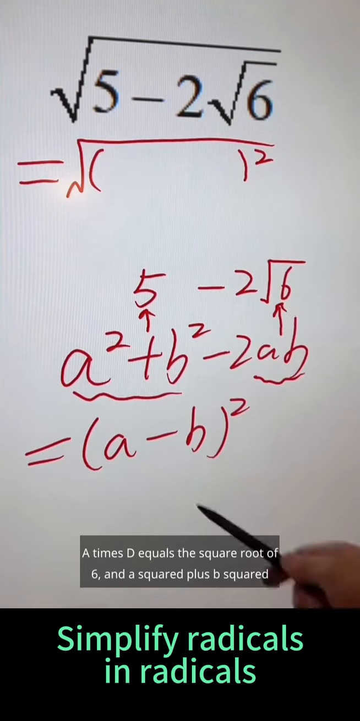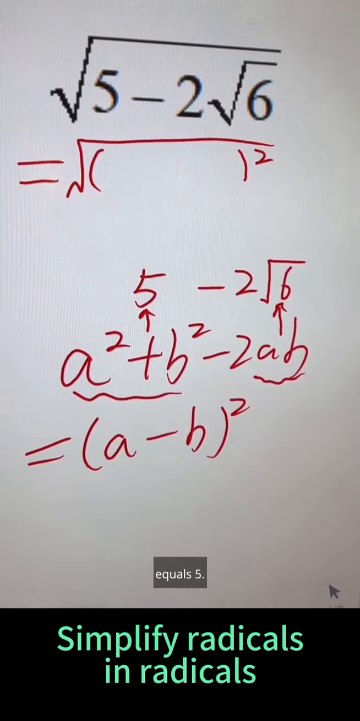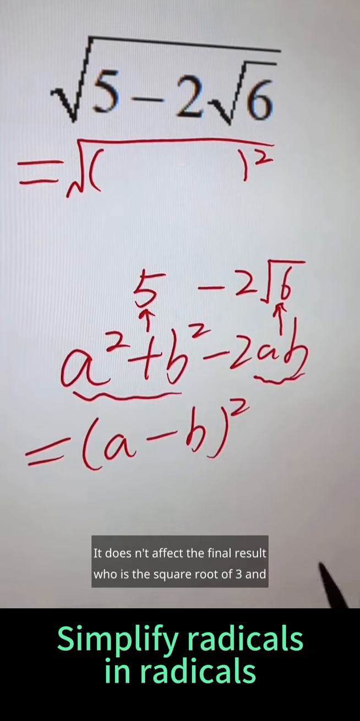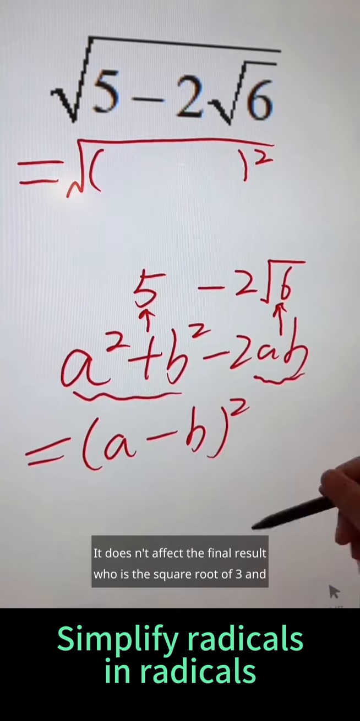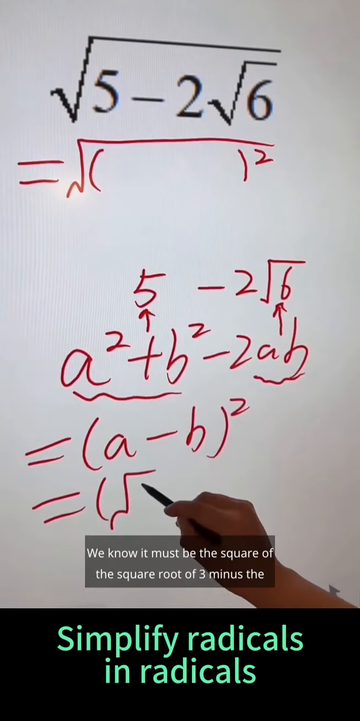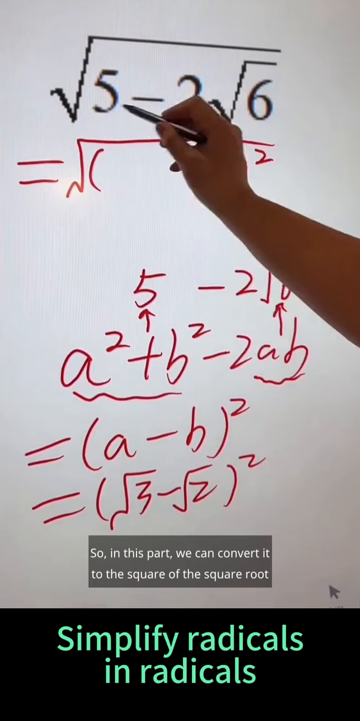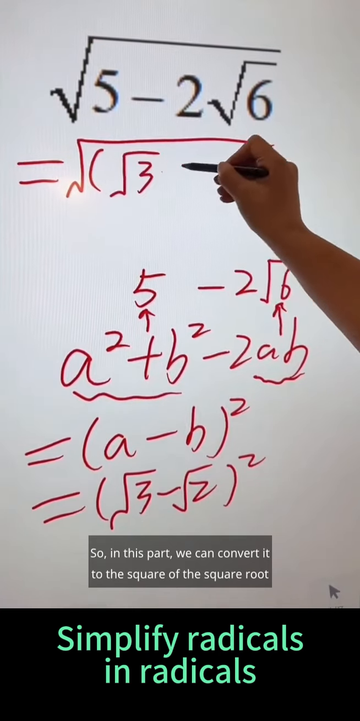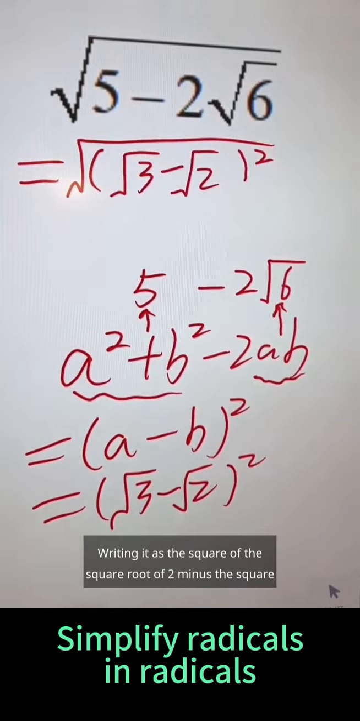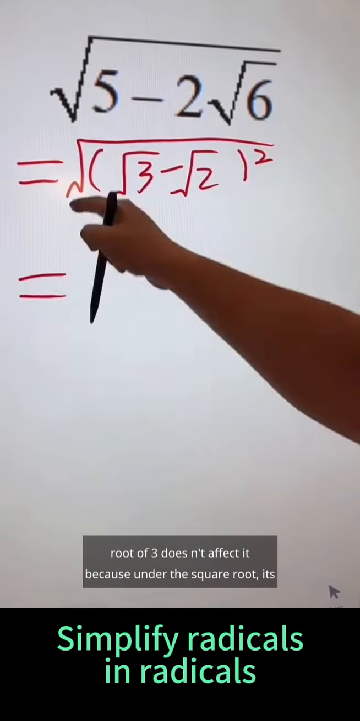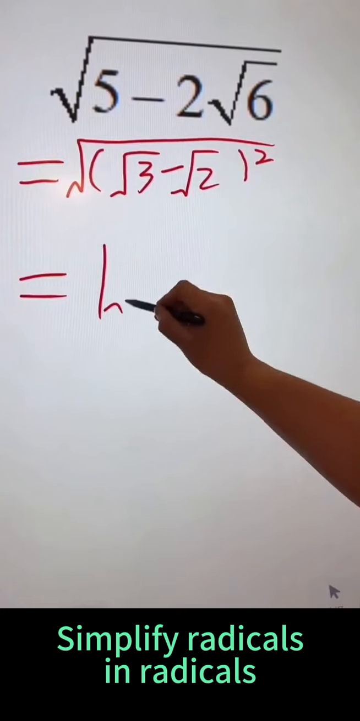a times b equals the square root of 6, and a squared plus b squared equals 5. One of a and b is the square root of 3, and the other is the square root of 2. It doesn't affect the final result who is the square root of 3 and who is the square root of 2. We know it must be the square of the square root of 3 minus the square root of 2. So, in this part, we can convert it to the square of the square root of 3 minus the square root of 2. Writing it as the square of the square root of 2 minus the square root of 3 doesn't affect it, because under the square root, its square is equal.